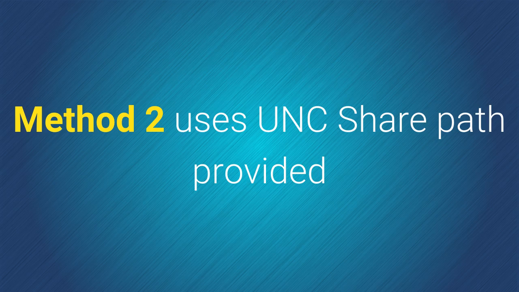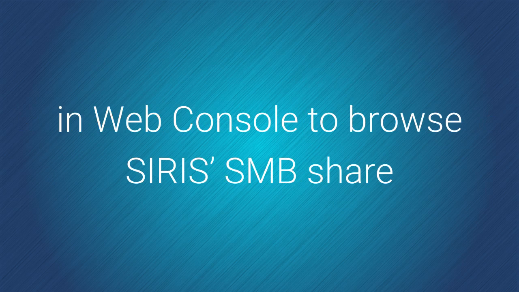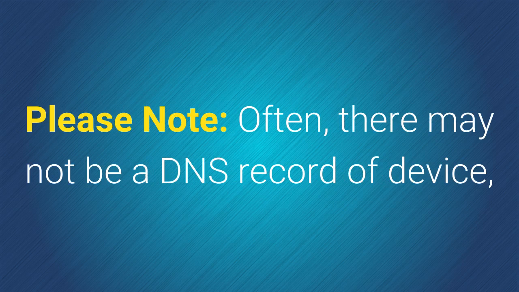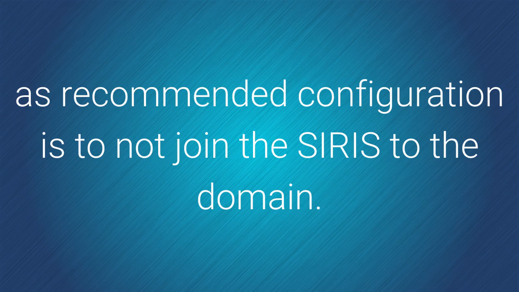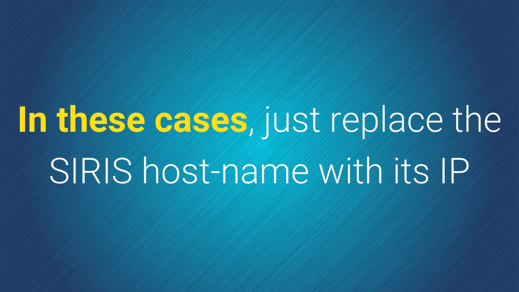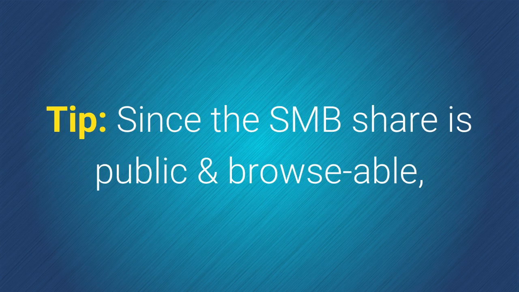The second method uses the UNC share path provided in the web console to browse SIRIS's SMB share. But you should know, often there may not be a DNS record of the device, as the recommended configuration is not to join the SIRIS to the domain. In these cases, just replace the SIRIS hostname with its IP.